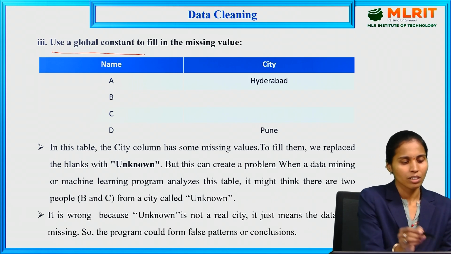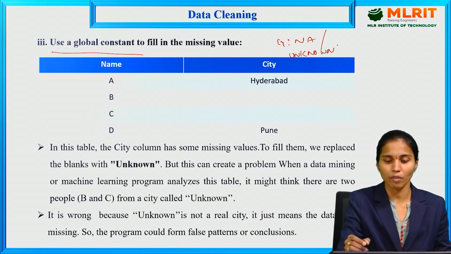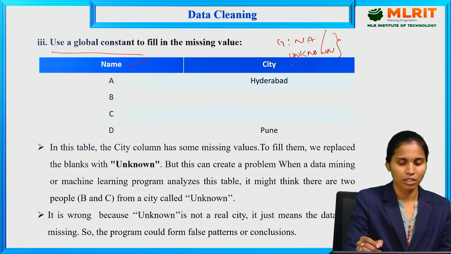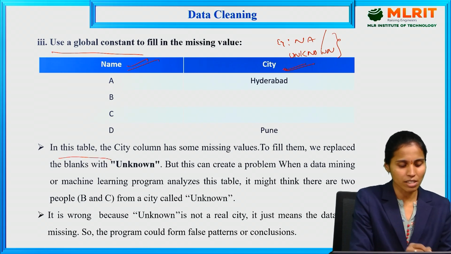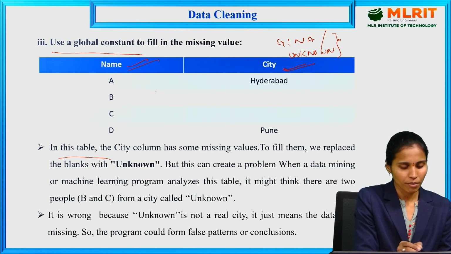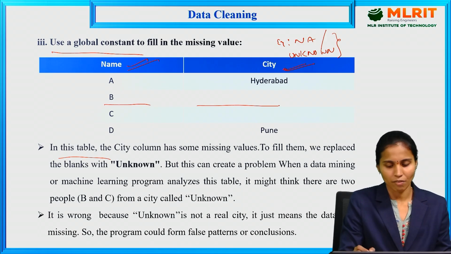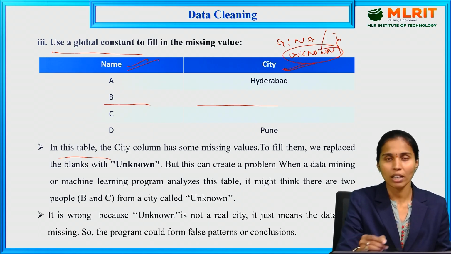Third one is use a global constant. What is a global constant? For example, NA meaning not applicable, and unknown. We can replace the missing value with these global constants. So in this table, there are two columns. First one is the name and second one is the city. The city column has some missing values. To fill them, we replace the blanks with the global constant unknown.